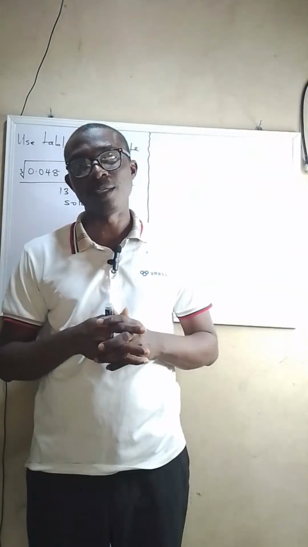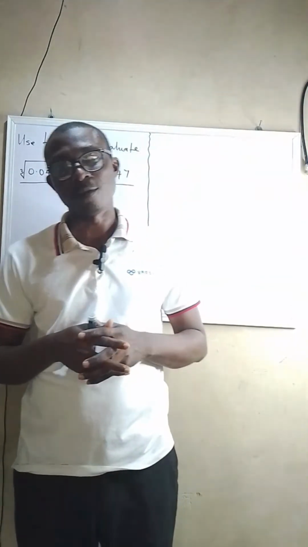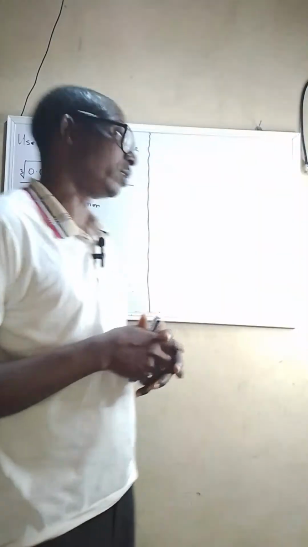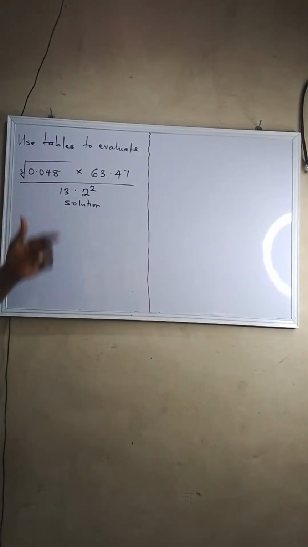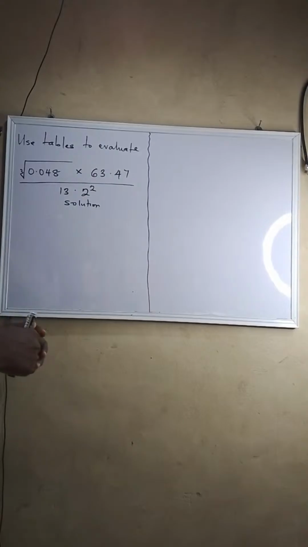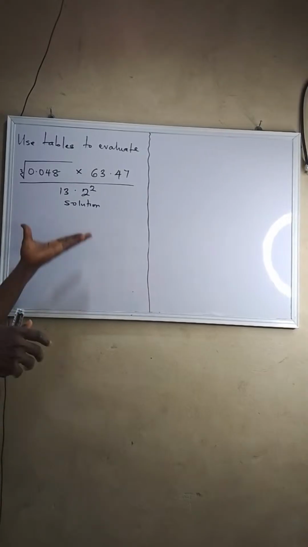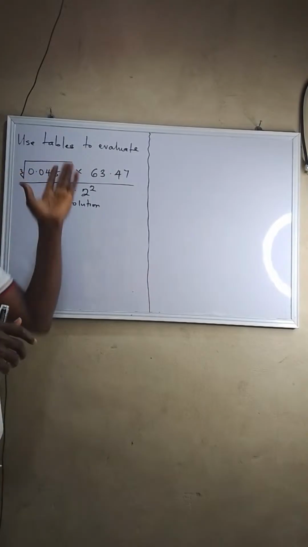To look at today. So now let us start with the first question here under logarithms. Now use tables to evaluate the cube root of 0.048 times 63.47, all over 13.2 raised to the power of 2. Now to solve this, you have to make use of tables.